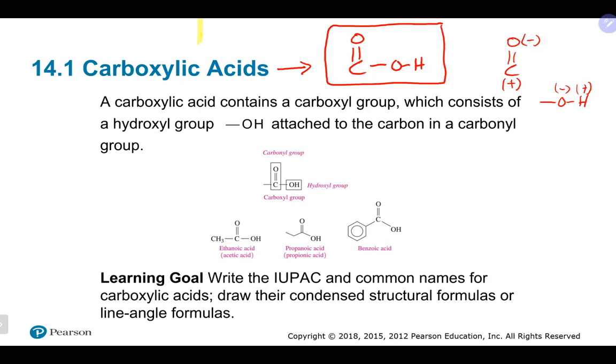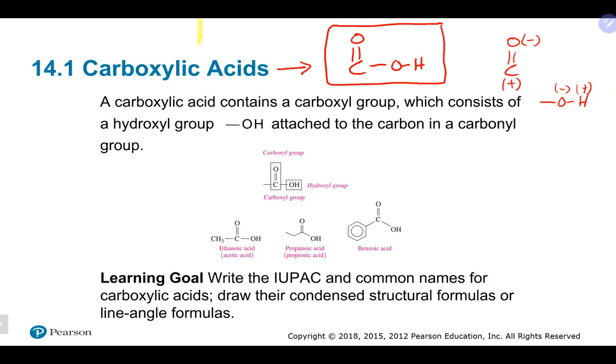These parts to this functional group give carboxylic acid some important properties, one of which is it does, as we will see, have a pretty high boiling point because it has the ability to hydrogen bond there at the OH. And it also has that other polar part there, the carbon-oxygen bond as well.